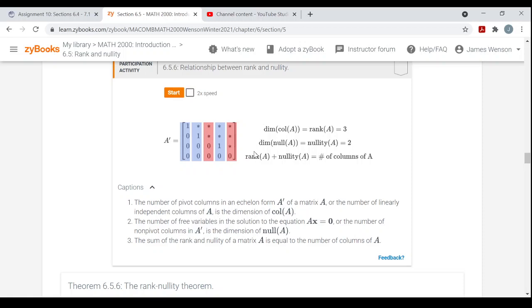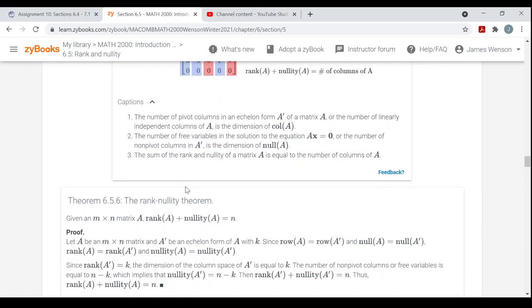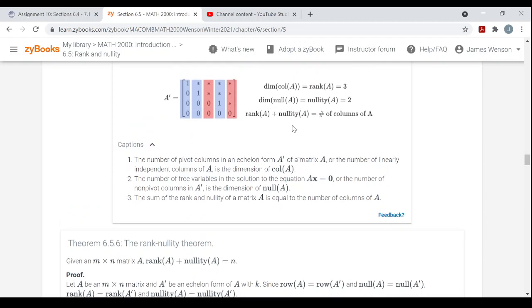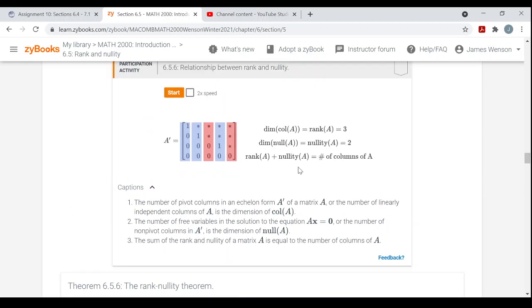And if that's the case for all matrices, then the rank nullity theorem says that the rank of A plus the nullity of A will be equal to the number of columns of A. Notice it's an m by n matrix, and this is n over here, the number of columns. They're stating that up here in this activity. If you play the animation, you can see it too. But this right here is the rank nullity theorem. That for any m by n matrix, the rank of the matrix plus the nullity of the matrix will be equal to the number of columns of that matrix.